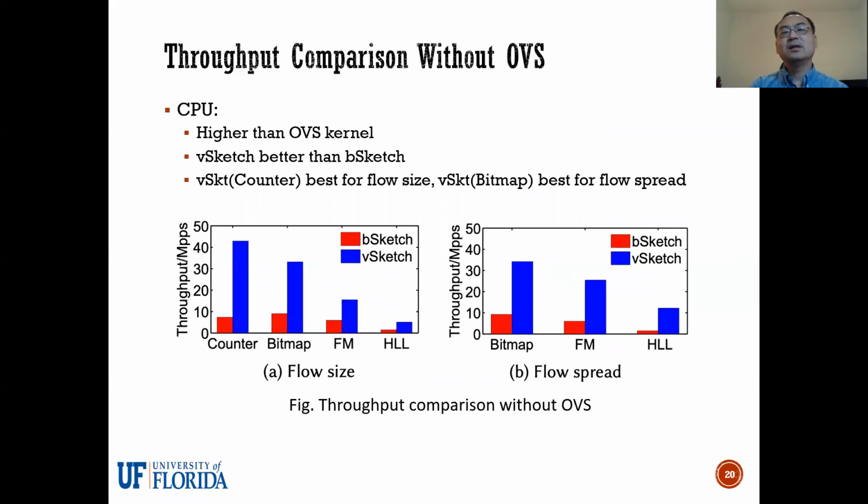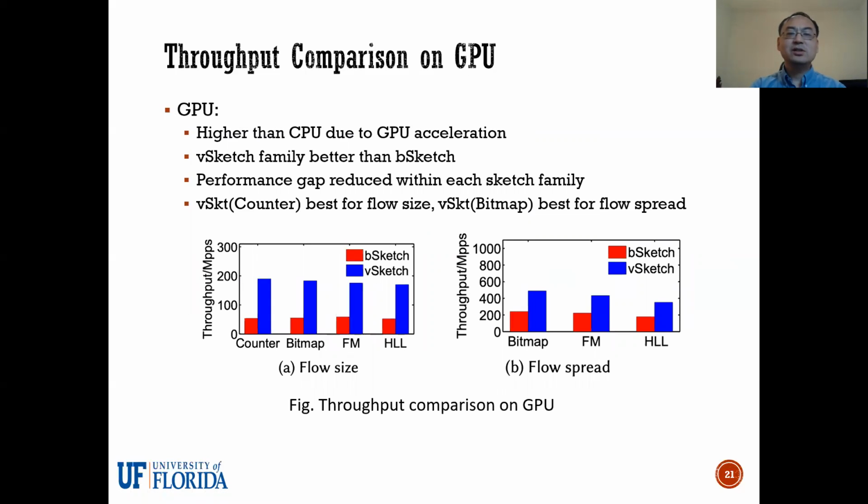Now, standalone implementation on CPU without OVS. We see that the throughput is higher, and vSketch has higher throughput than bSketch because of its low overhead per packet. Next is GPU. GPU turns the tens of Mpps on the CPU to hundreds of Mpps due to its multi-core acceleration. And still, the vSketch family performs better than the bSketch family.